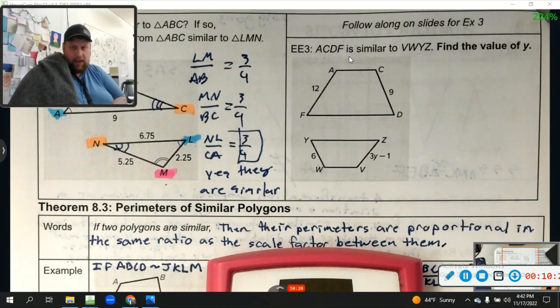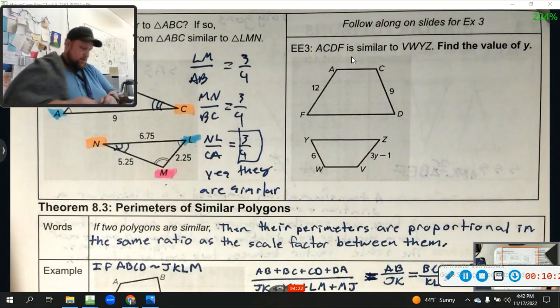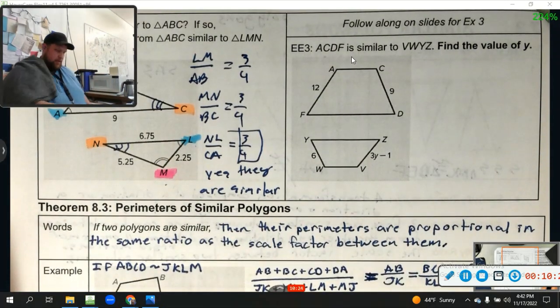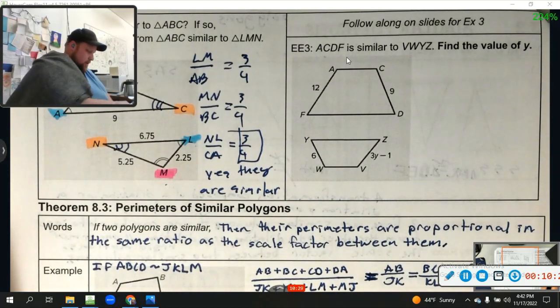Third letter is D, third letter is Y, so D maps to Y. And last but certainly not least, F maps to Z. Does everybody see how that works?